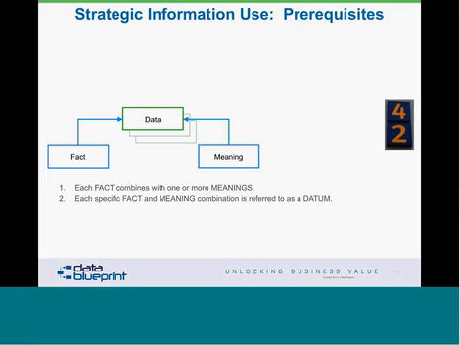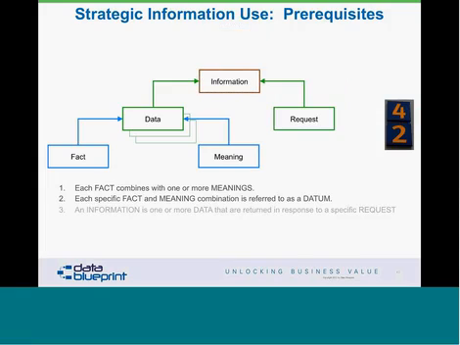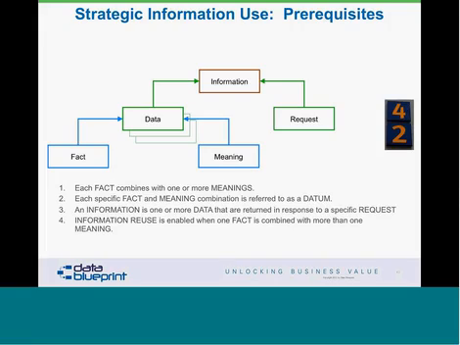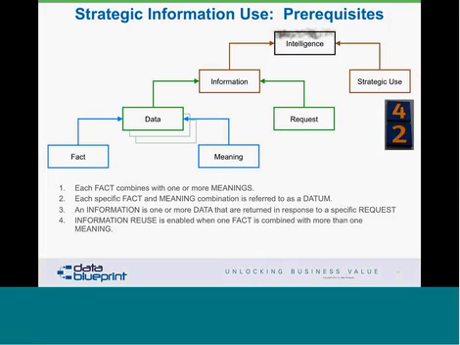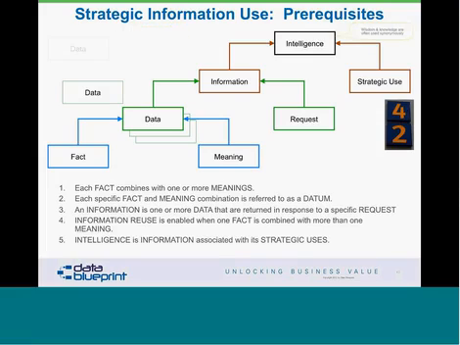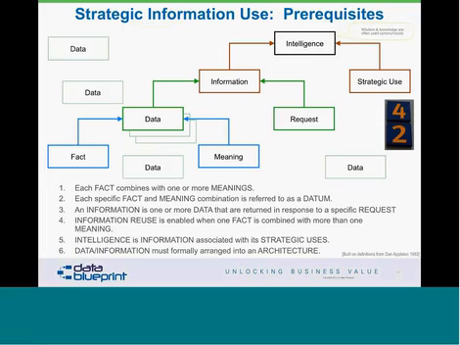There's a very meaningless fact as well, but that's the definition of data: 42 by itself is just a fact, and until we pair it with a meaning, it's the meaning of life, we have no real way of managing that. So the facts get paired with meanings, they become data, and that data then is paired with one or more requests, and it becomes information. And we can reuse the information when one fact is combined with multiple meanings in that case. Finally, in order to understand strategic use of the information here, we need to go one more level up, which is to get our strategic use of this information.